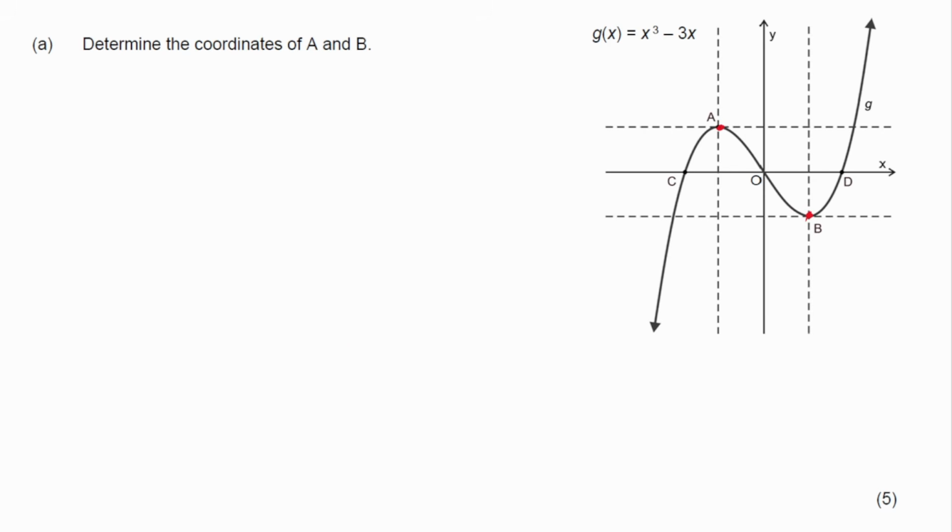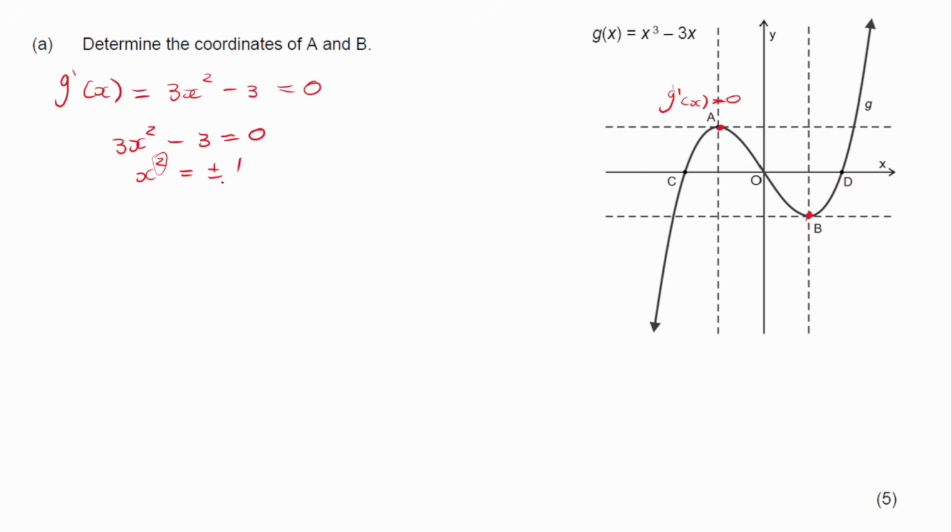So we remember that the gradient of the tangent is equal to 0 at turning points. So we know that at A and B, g prime of x is equal to 0. So first step is we find g prime of x, equal to 3x squared minus 3. And we need to solve where this is equal to 0. So when we do that, we get this. And then when you solve that, we'll get plus or minus 1.